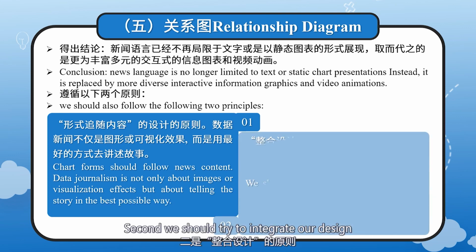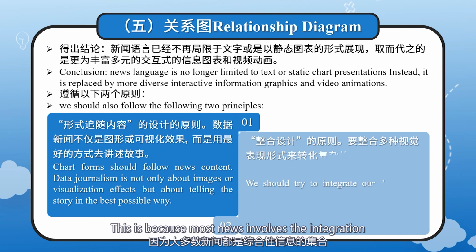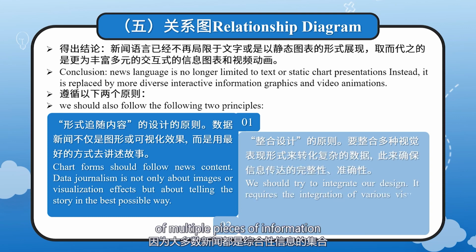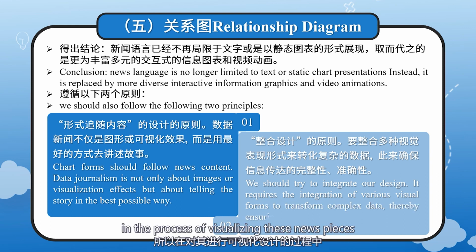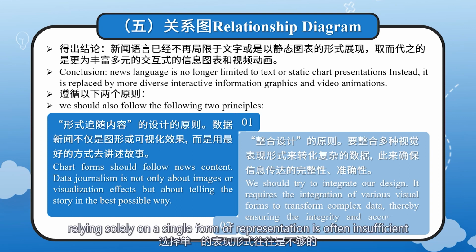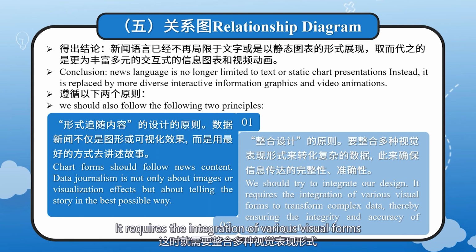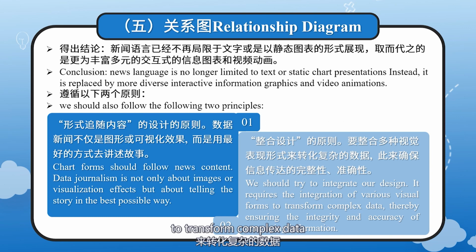Second, we should try to integrate our design. This is because most news involves integration of multiple species of information. In the process of visualizing these news species, relying solely on a single form of representation is often insufficient. It requires the integration of various visual forms to transform complex data, thereby ensuring the integrity and accuracy of conveying information.